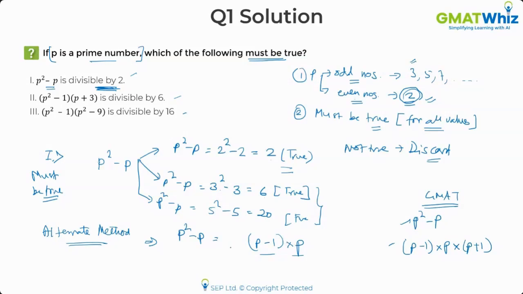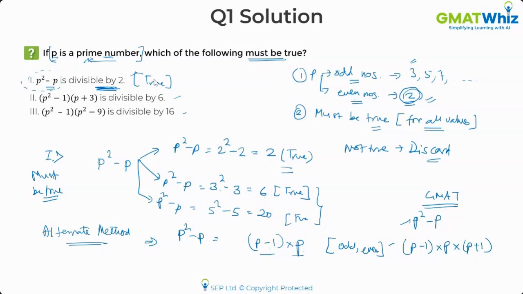Keep in mind that p minus 1 times p represent two consecutive numbers, like 2 multiplied by 3, 4 multiplied by 5. Whenever you have two consecutive numbers, one will always be odd and one even, so the product is always going to be even. If you recognize this, you can very quickly infer that as long as p is an integer, prime or non-prime, p square minus p will always be divisible by 2. So you can save some time in the exam if you remember this.